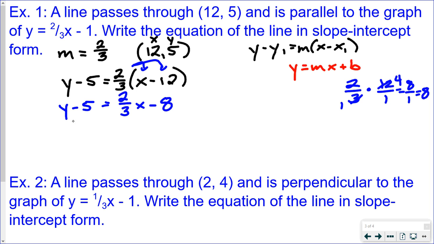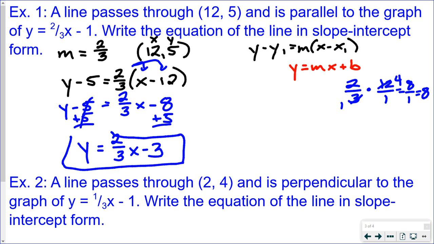Now I need to get rid of this minus 5, and I do that by adding 5 to both sides. I'm adding 5 to the 8 because those are like terms. What I have is y equals 2/3 x minus 3.